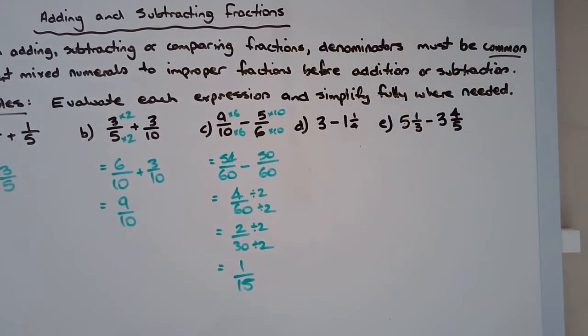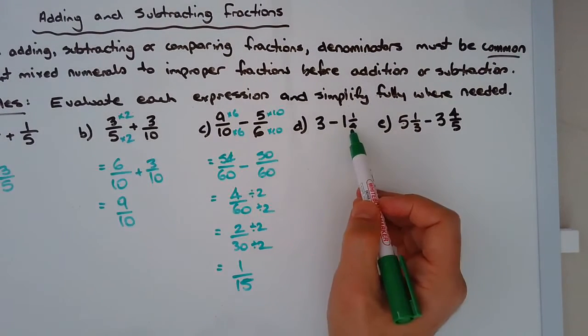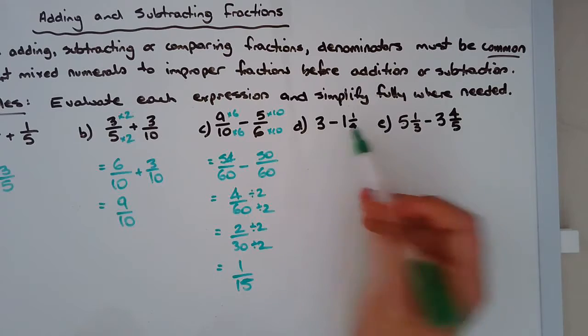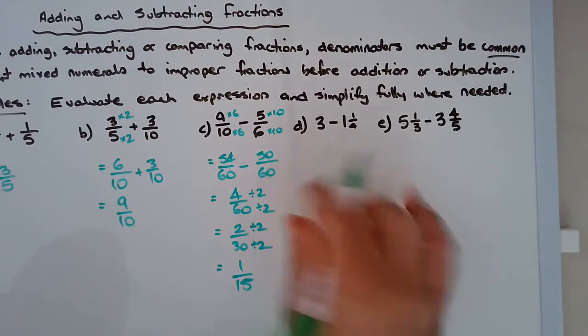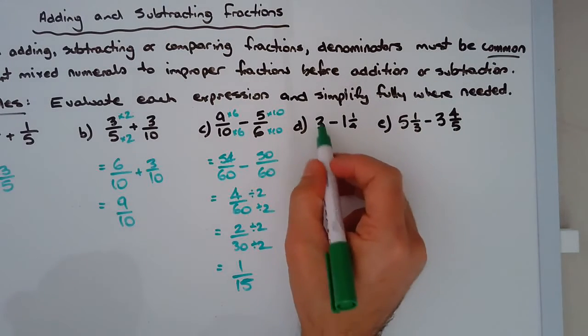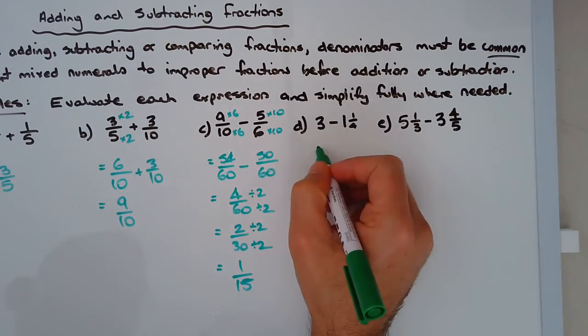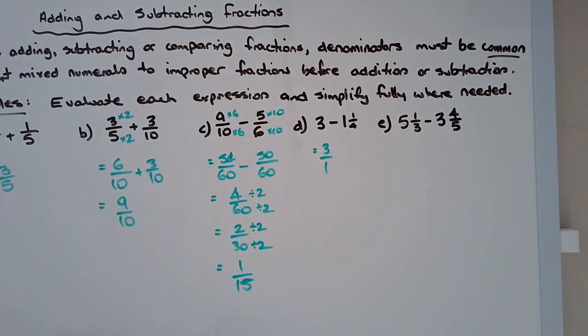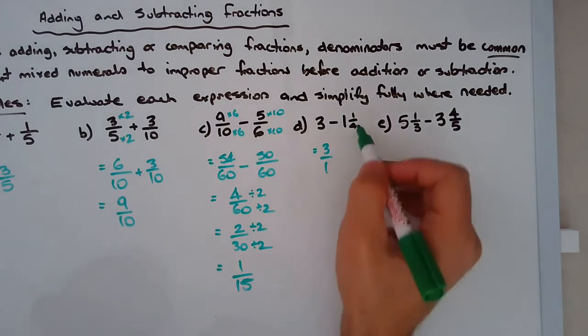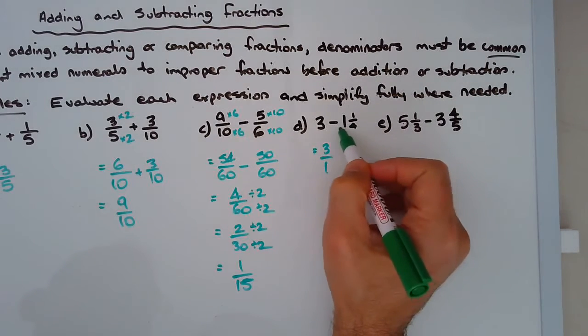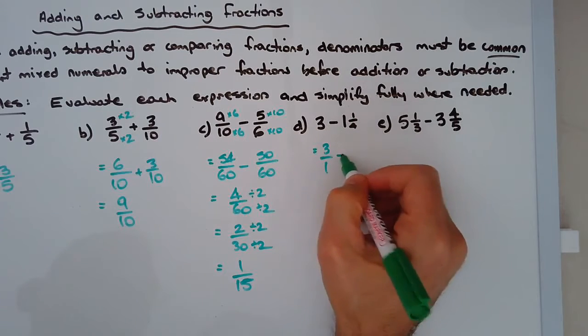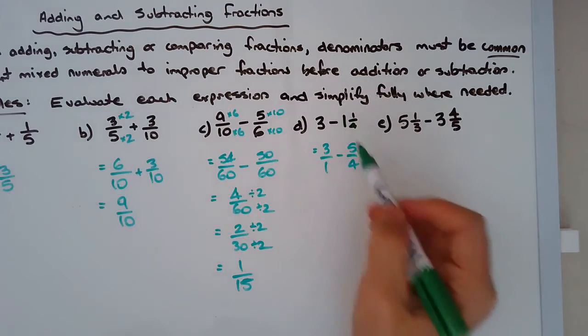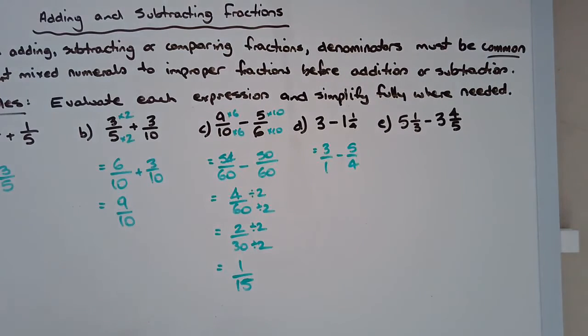Let's have a look at part D. Part D, you have a whole number minus a mixed numeral. What we could do here is convert the whole number into a fraction. So 3 is really the same as 3 over 1. And 1 1/4, let's convert that into an improper fraction. So 4 times 1, we multiply the denominator and the whole number. 4 times 1 is 4, 4 plus 1 is 5. So 1 1/4 is the same as 5 over 4.